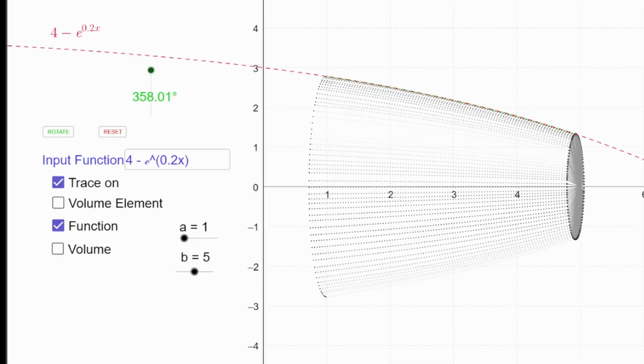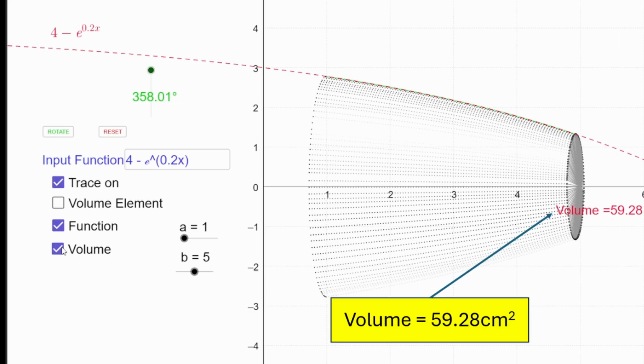So here we are back to our solid of revolution, and as I promised, a big reveal. I'm going to click on my reveal volume button, which will give me the volume to 2 decimal places, I believe. If we check this out, we get a volume of 59.28. Hopefully that corresponds to my exact calculation, which I will check and confirm.